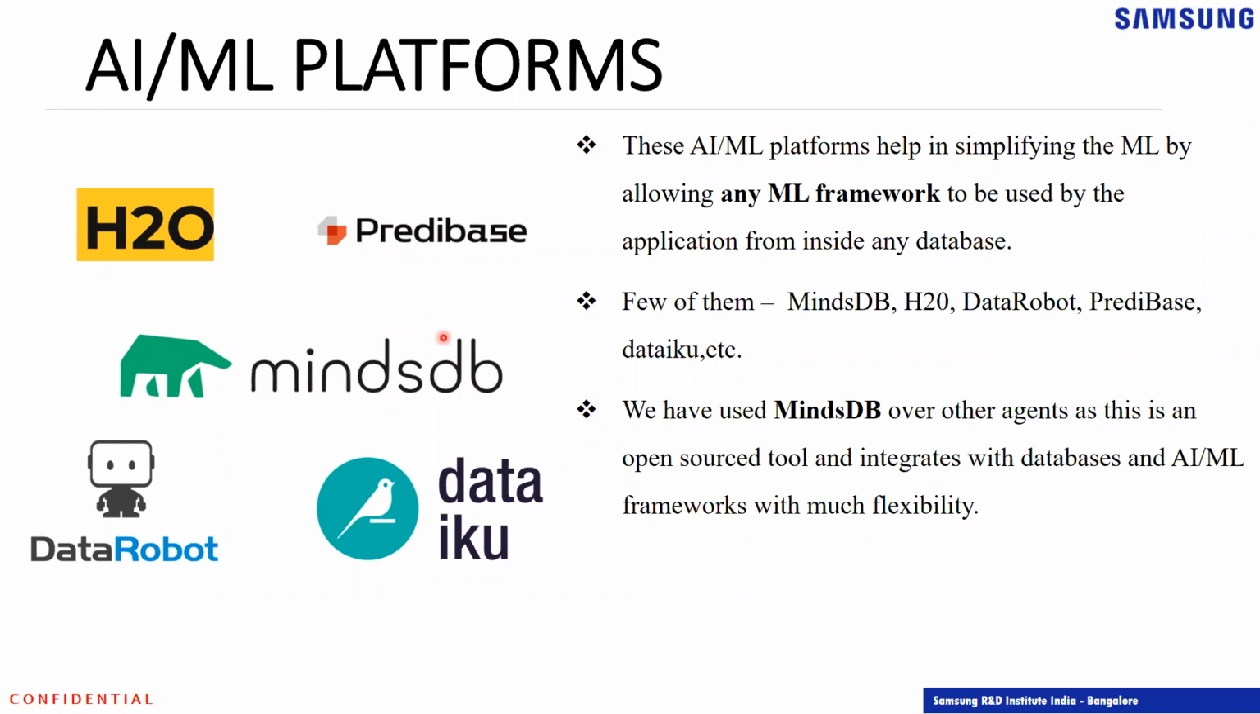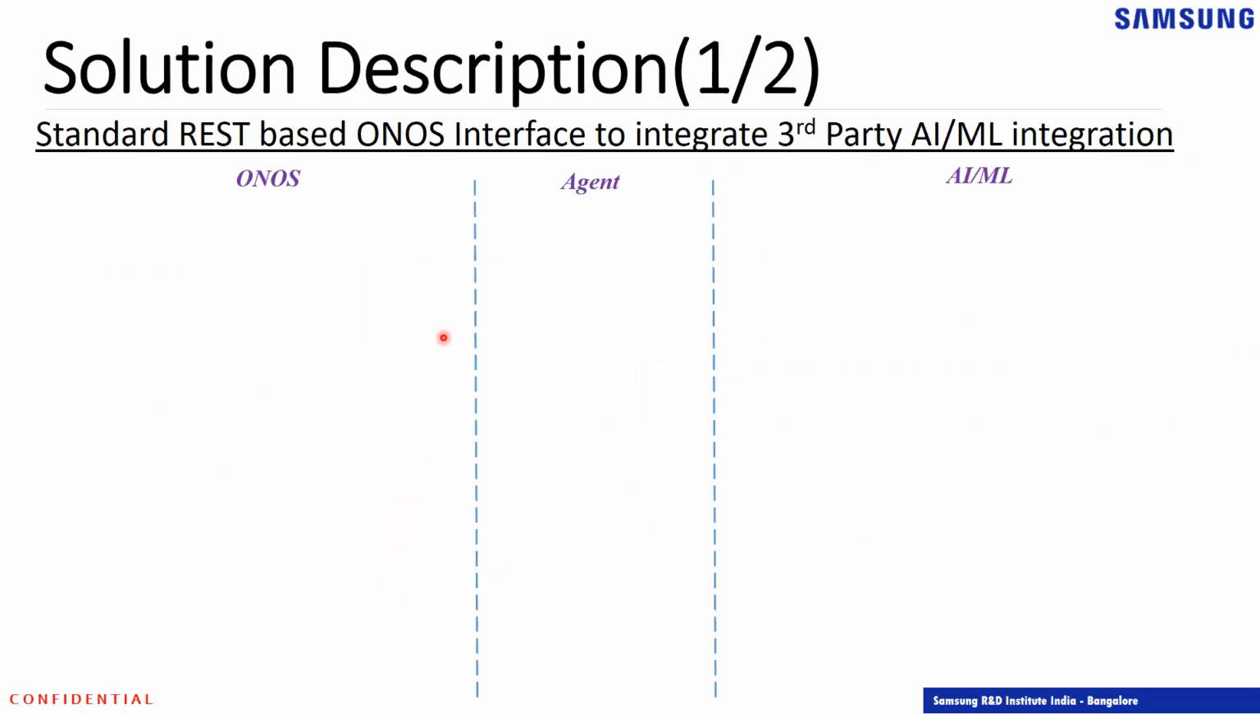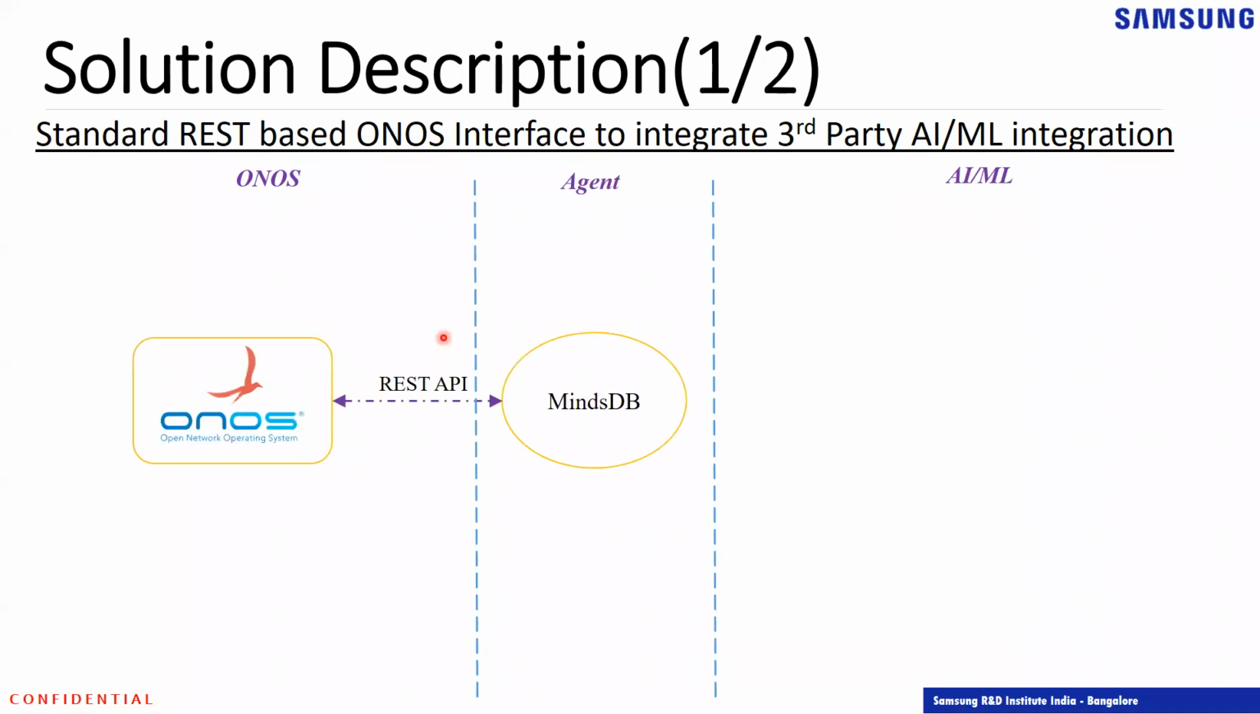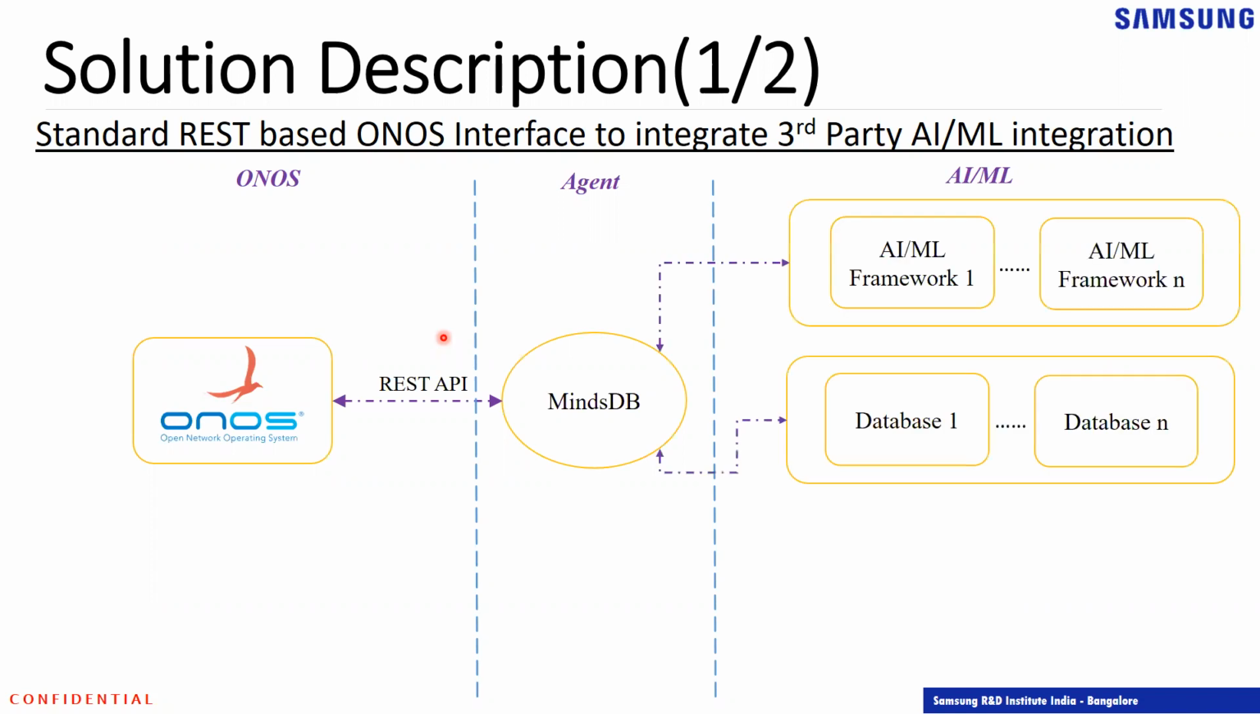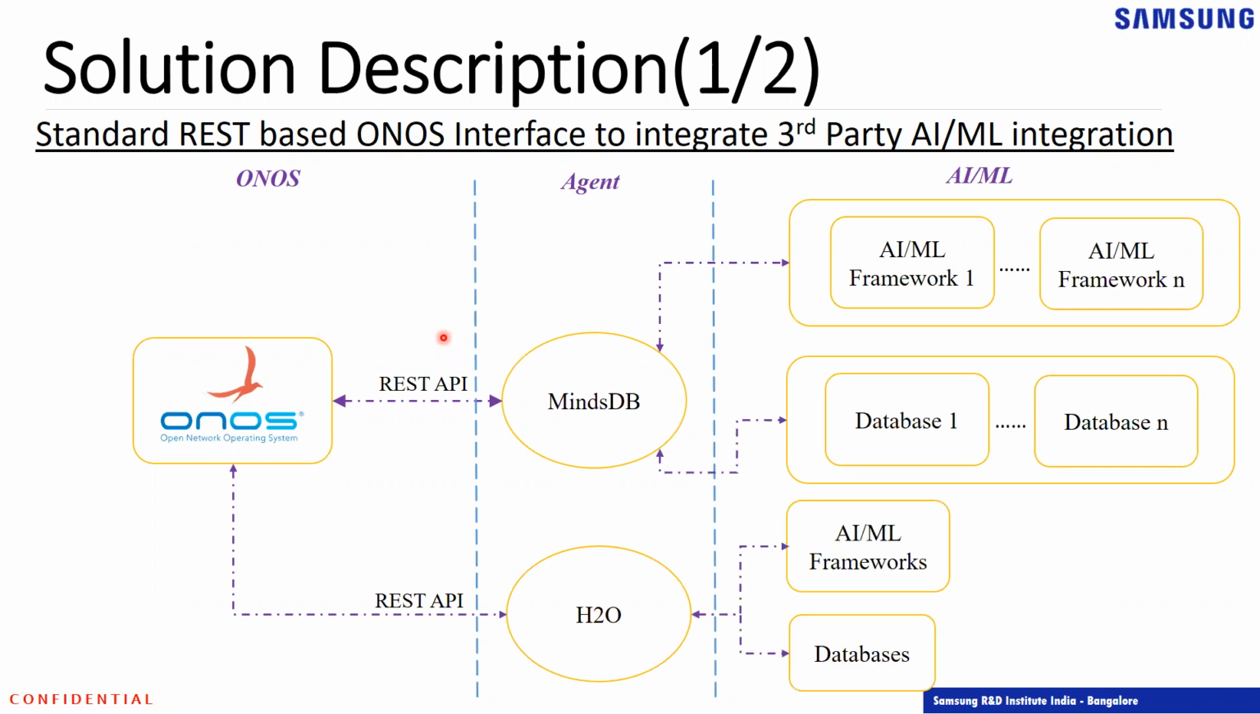Next, we will show how ONOS is integrated with the MindsDB agent. ONOS will create a REST interface between MindsDB and ONOS, and MindsDB will further connect to the AML frameworks and the databases. Similarly, we expect ONOS to integrate with any other agents in the future through the REST interface. For example, in our roadmap, we expect to create a REST interface with H2O, which is another ML platform available. So this is how we are integrating the ML platform with the ONOS side.